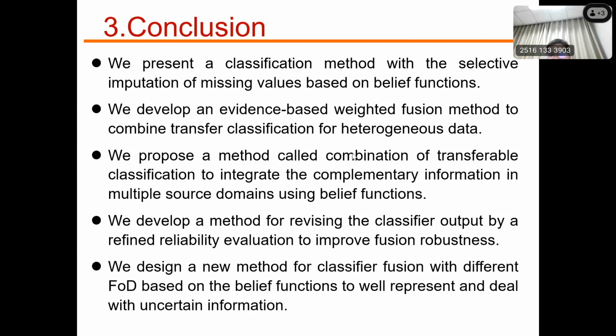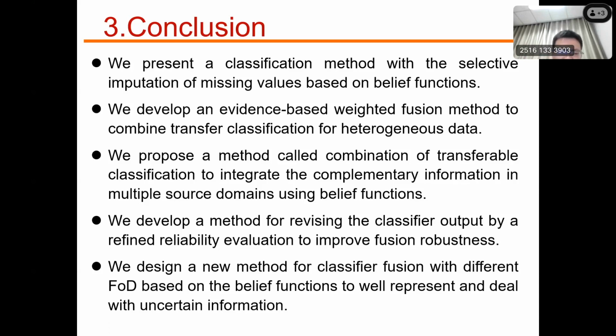And we also propose a method for the combination of transfer classification, when we have multiple source domains, and we consider that each source domain should be used to help us improve the target. So for each target, we can get multiple classification results corresponding to the multiple source domains. Then the evidence combination rule is used to combine the classification results.